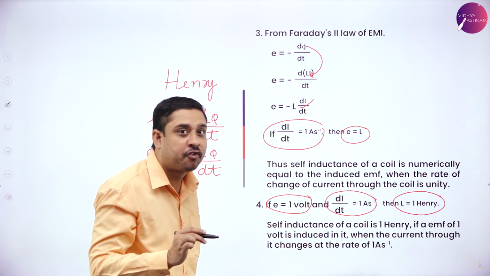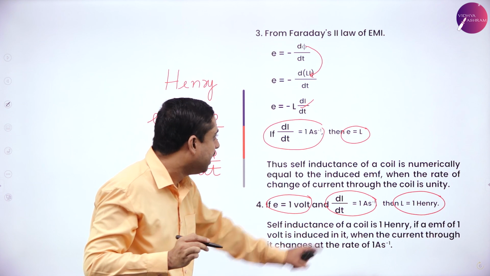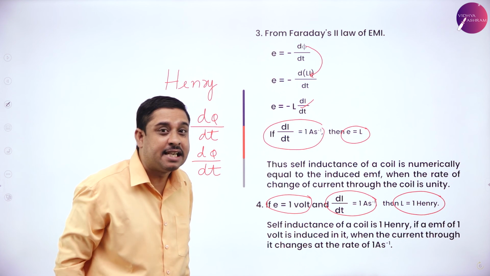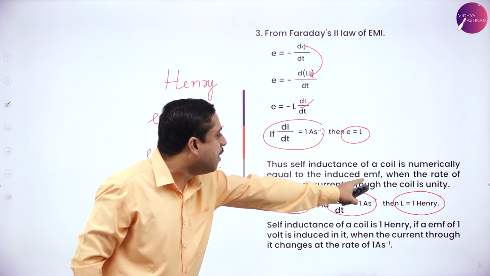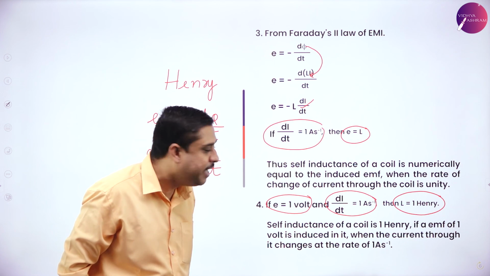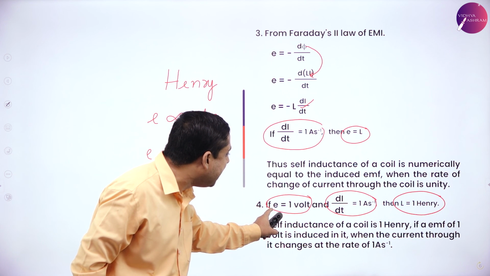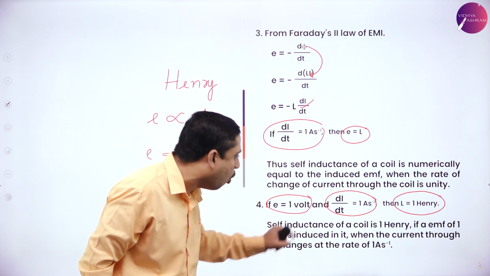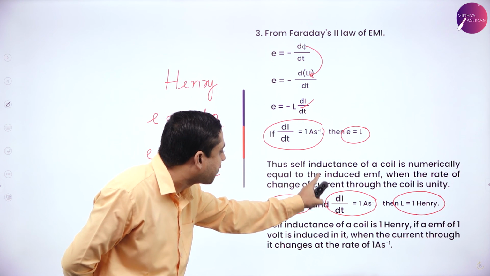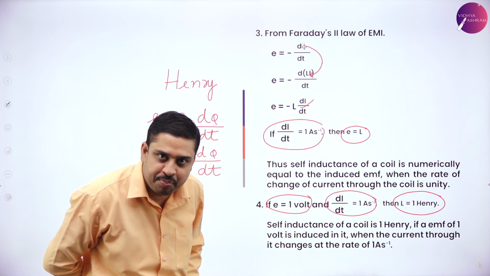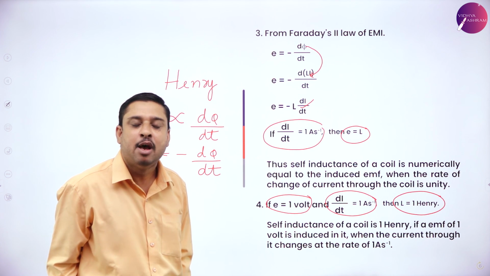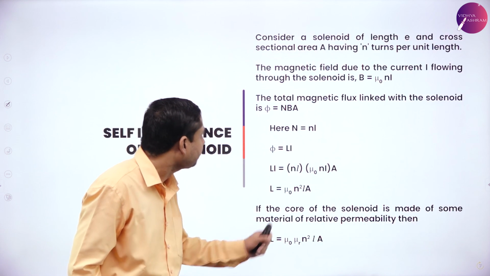In the first part of the question paper, for 1 mark, SI units are asked. So you may have to write the SI unit of self-inductance, which is Henry. So when is self-inductance 1 Henry? The induced EMF has to be 1 volt when the rate of change of current is 1 ampere per second, then self-inductance is 1 Henry.